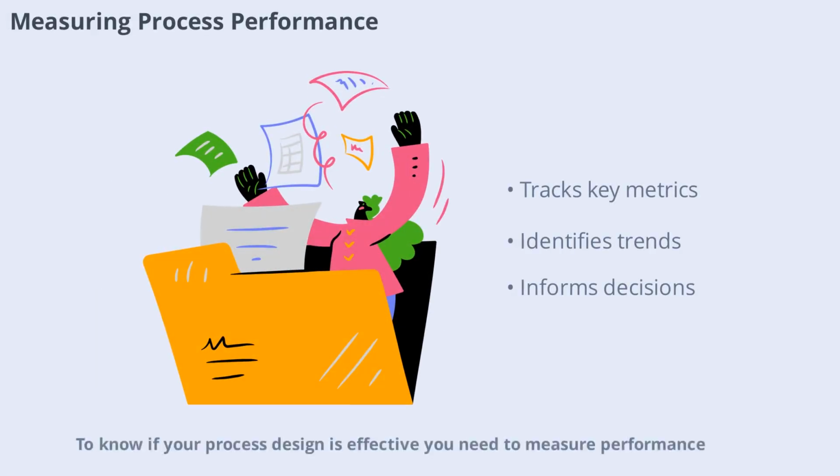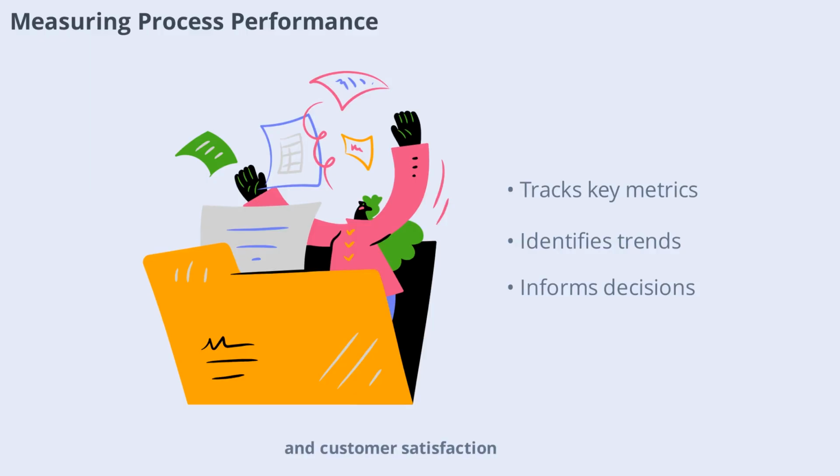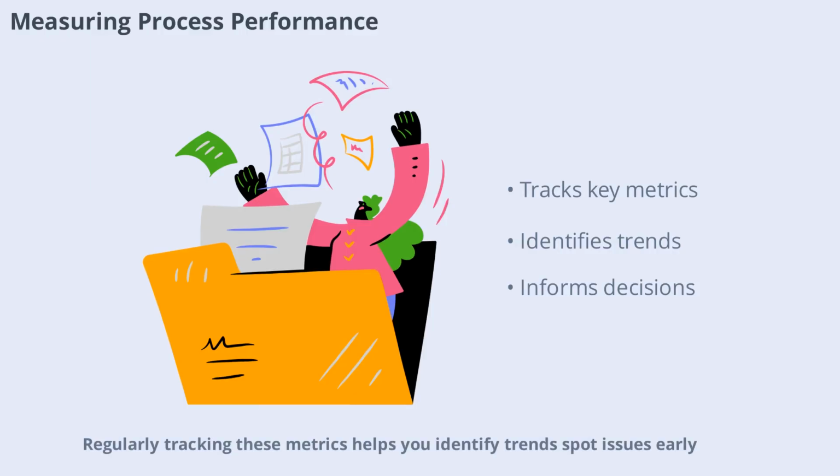To know if your process design is effective, you need to measure performance. Common metrics include cycle time, throughput, error rates, and customer satisfaction. Regularly tracking these metrics helps you identify trends, spot issues early, and make informed decisions about further improvements.